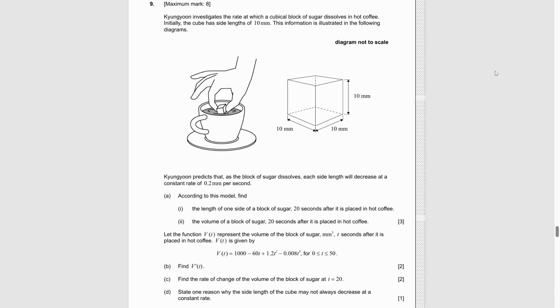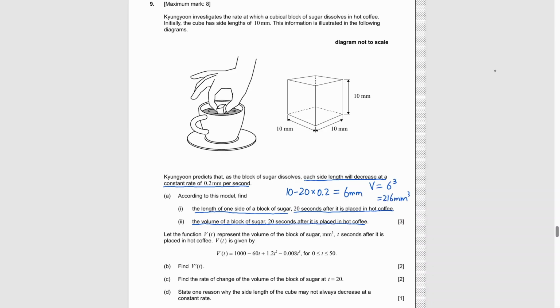Question 9. We have a cube, and each side decreases at a constant rate of 0.2 mm per second. The original side length is 10 mm, and we want to find the length of one side after 20 seconds. So we take 10 minus 20 times 0.2, which gives 6 mm. The volume of the cube at that time is 6 cubed, which is 216.